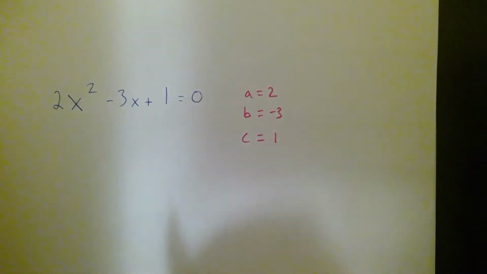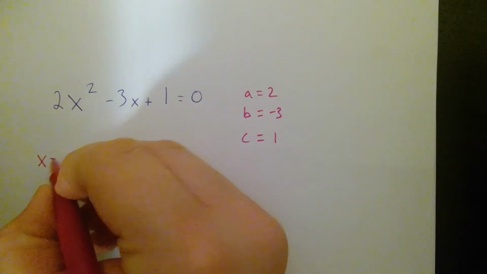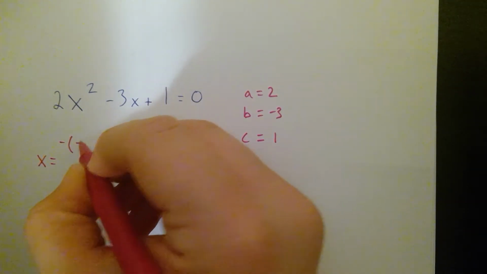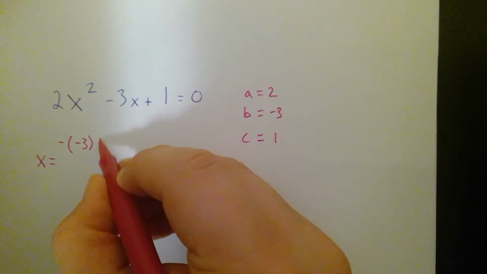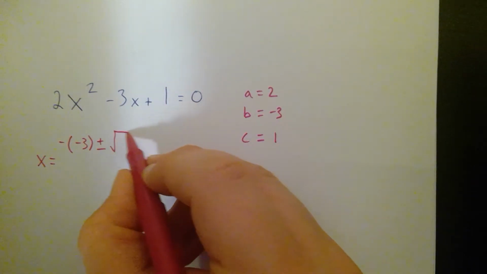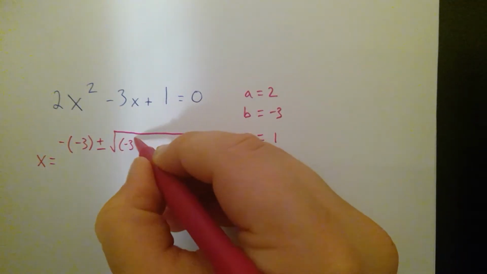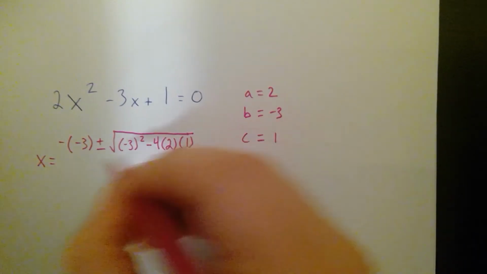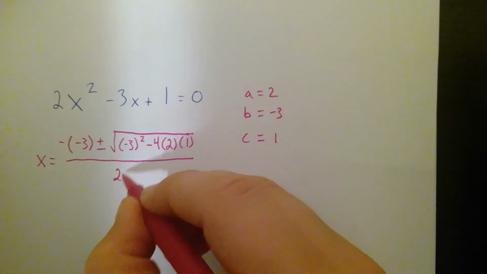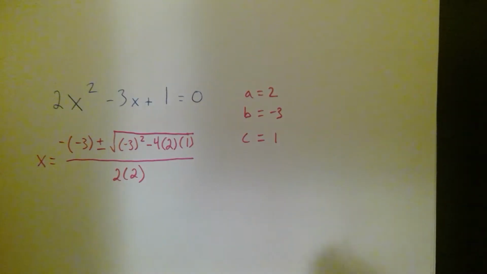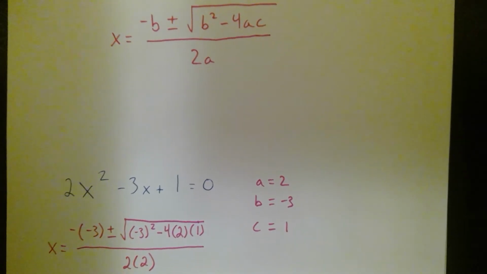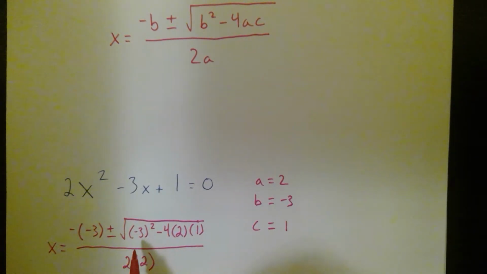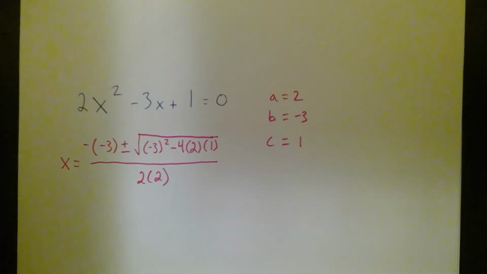Okay, so let's go ahead and plug into our formula. Okay, so x equals negative b, notice I'm using parentheses in all of these, plus or minus square root b squared minus 4ac all over 2a. Okay, so a quick refresher. There's the quadratic formula. b is negative 3, a is 2, c is 1, and then a is 2. Okay, let's go ahead and do some simplifying here.